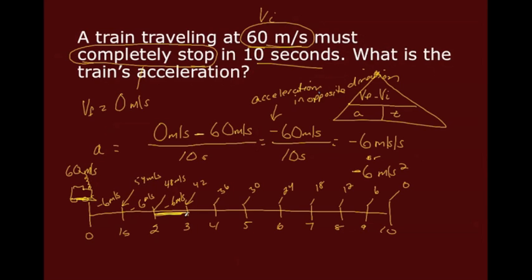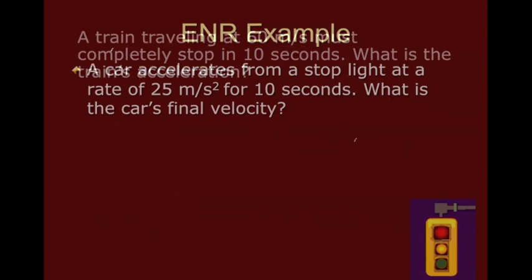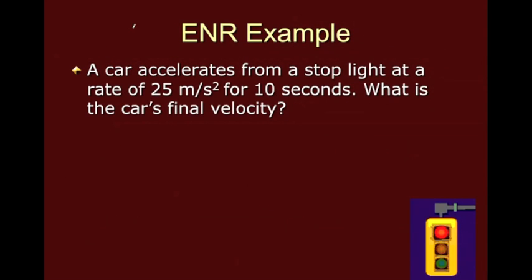Now, just so you know, you're going to remember that acceleration in the opposite direction is indicated by the negative sign. That's a reminder there. Don't forget that. Negative in physics means opposite to the original direction. Okay, let's look at another example.